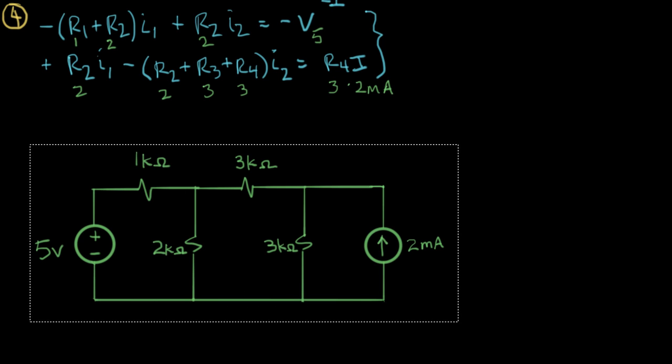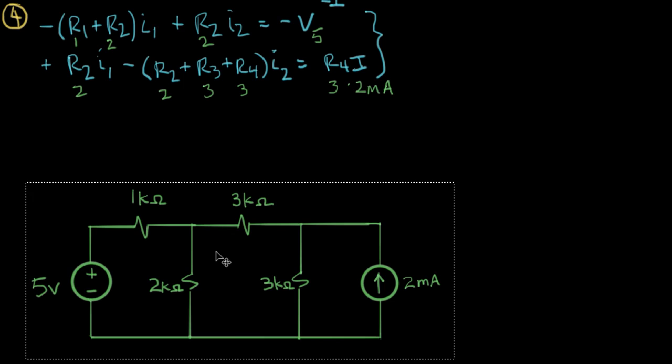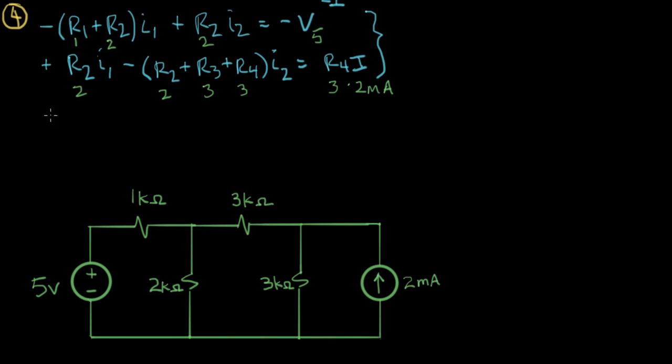I'm going to move the circuit down out of the way a little bit. Now we have room for our equation. Let's fill it out again with the real values. So it's going to be minus 1 plus 2 is 3 I1 plus 2 I2 equals minus 5.